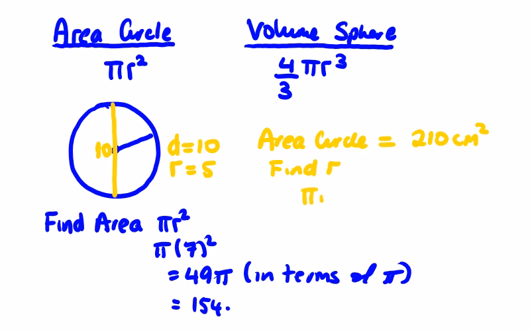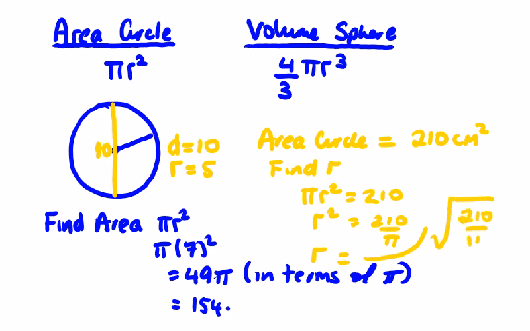So we'll say pi r squared is equal to 210. So r squared will be 210 over pi, and then we get the square root of both sides. I'd recommend just typing it into your calculator the way you see it, with the 210 over pi, rather than simplifying it at the beginning. And then the calculator will give you the answer in decimal form.